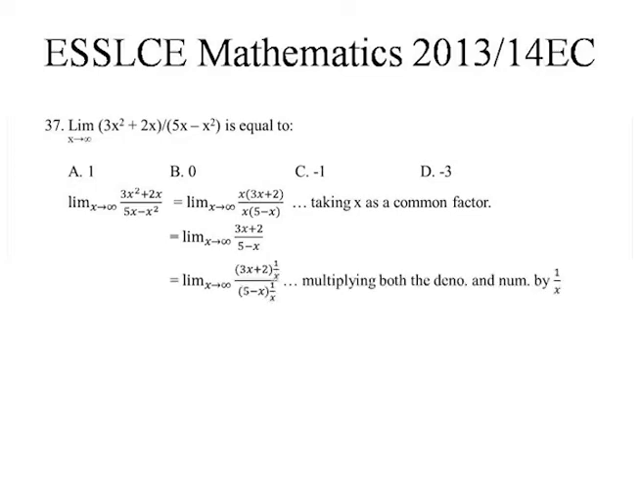Multiplying both the denominator and the numerator by 1 over x, we will find limit of 3x times 1 over x is 3 plus 2 times 1 over x, 2 over x, the whole over 5 times 1 over x is 5 over x minus x times 1 over x is 1. As x approaches infinity, 2 over x approaches 0, so we are left with 3 as the numerator divided by, as x approaches infinity, 5 over x approaches 0, so we are left with negative 1 as the denominator. 3 divided by negative 1 is equal to negative 3, so choice D is the correct answer.